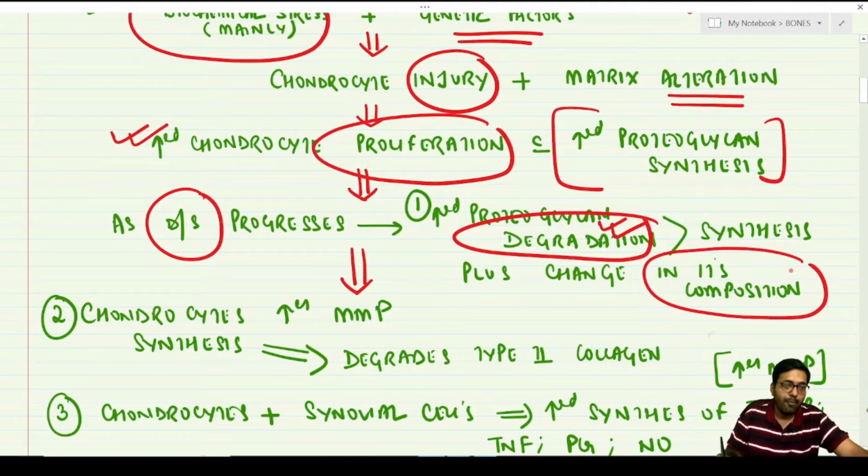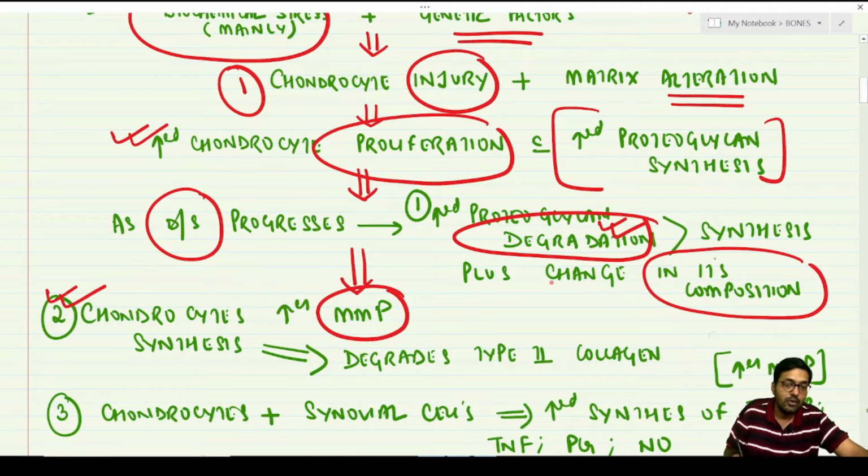Okay, so very importantly, because of some kind of biochemical injury, or in a predisposed individual with certain genetic factors, that is going to lead, number one, to chondrocyte injury, leading to alteration of the matrix, increased proliferation of the chondrocyte, leading to proteoglycan synthesis. But as the disease progresses, the synthesis will become less as compared to the degradation. Not only that, the chondrocytes also increase the synthesis of matrix metalloprotease.